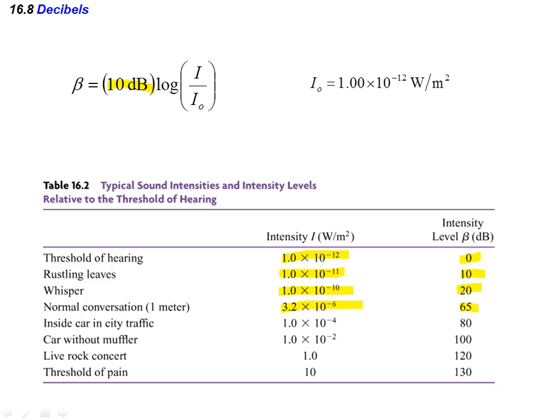Now, you can get up to a rock concert. It's going to be about 1 watt per square meter, and that's 120 decibels. And remember, that starts to cause some damage in your ear. And if we get to 130 decibels, that's where we reach the threshold of pain, and we actually start causing severe pain in the eardrum and causing damage that cannot be reversed.